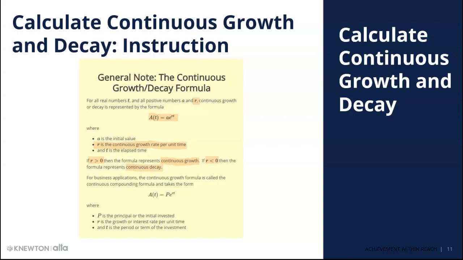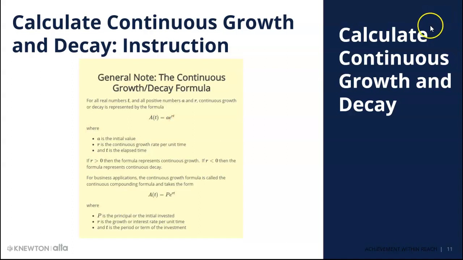Here, the coefficient A is the initial value, and that is just a constant, and t is the lapse time. T here is the lapse time, and A is the initial value. The initial value is the value of A when t is equal to 0.